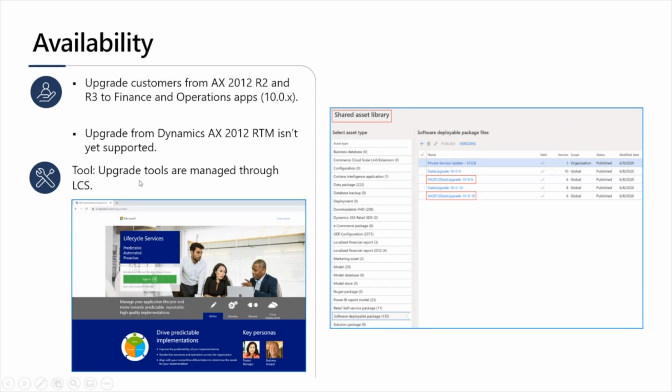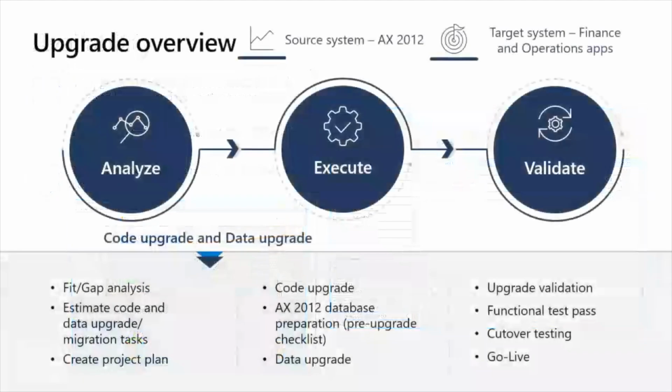So you will be seeing us talking a lot about the LCS component with that as well. In terms of the overall upgrade process, you can think about it as three primary phases. Analyze, where you are trying to come up with a project plan to understand the budgeting and the timelines for the upgrade activity. Execute, where you are conducting the code and the data upgrade activities. And validate, where you are testing, signing off, and preparing for go live.